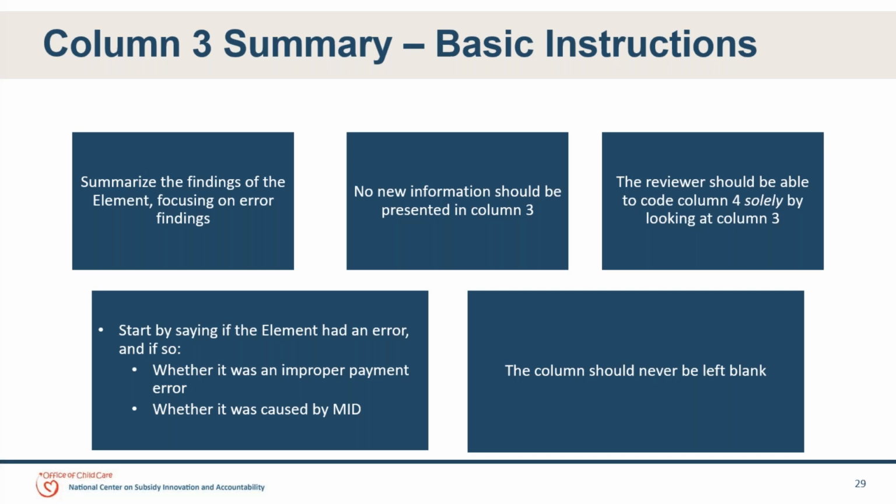And I don't say this here in the slide, but it's best to keep your summary succinct. If you find yourself writing a book for your column 3 summary, that's a sign that you're probably not quite doing it the way we want. Keep it simple. Start by saying whether or not the element had an error. If there was no error, you can just say that. But if there was one, make sure you include whether that error led to an improper payment and whether it was caused by missing documentation. Never leave the column blank.